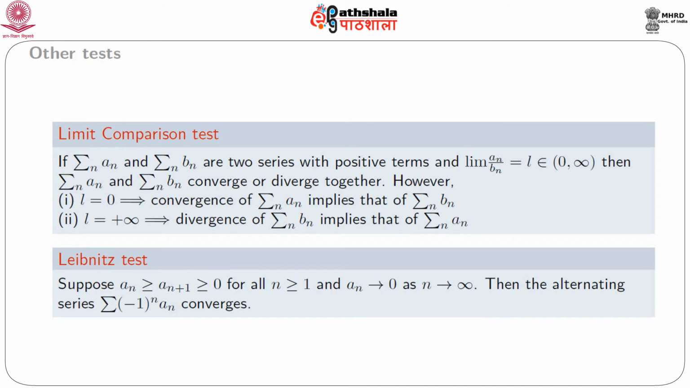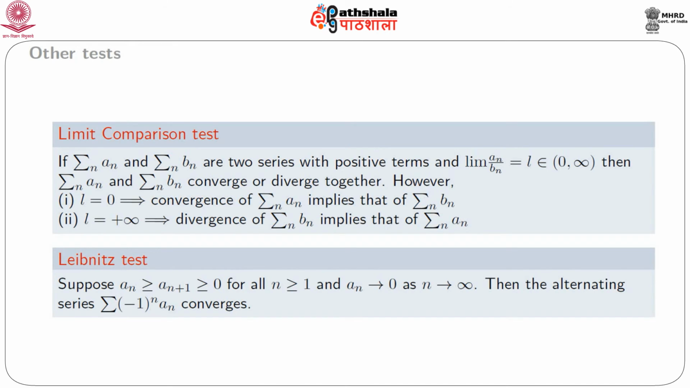And lastly, we shall discuss one test for alternating series. So far we have discussed tests for series with non-negative terms, and now for the first time we shall discuss a test for series containing positive and negative terms also. This is known as the Leibniz test. Suppose a_n is greater than or equal to a_(n+1), which is greater than or equal to 0 for every n greater than or equal to 1, and a_n tends to 0 as n tends to infinity, then the alternating series summation (-1)^n a_n converges.